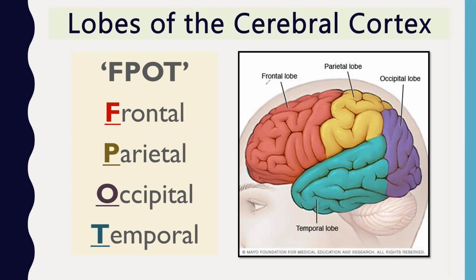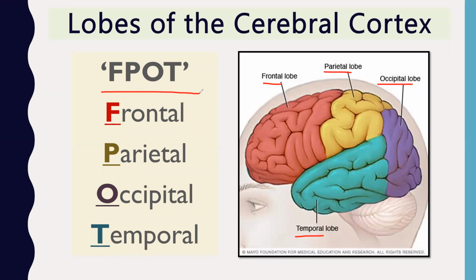So you've got your frontal lobe, you've got your parietal lobe, you've got your occipital lobe, and you've got your temporal lobe. Okay, those are the four lobes of the brain. So it's important for you to know their names. You can use the memory tip FPOT to remember that those are the four lobes of the brain.